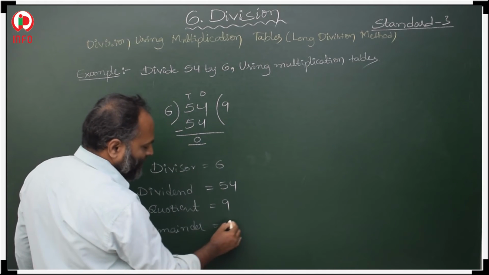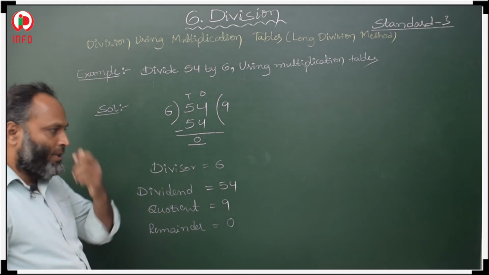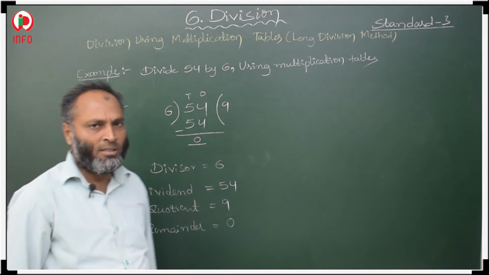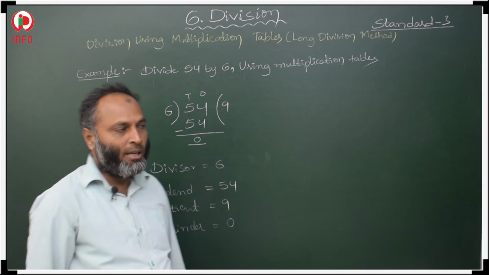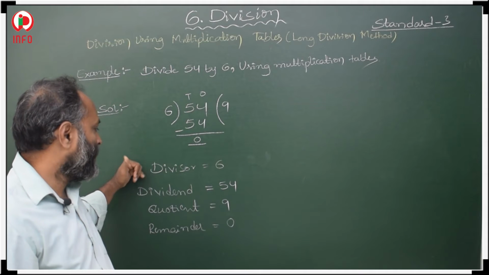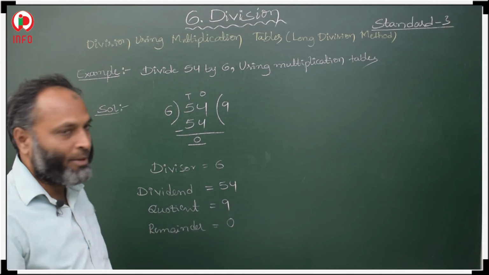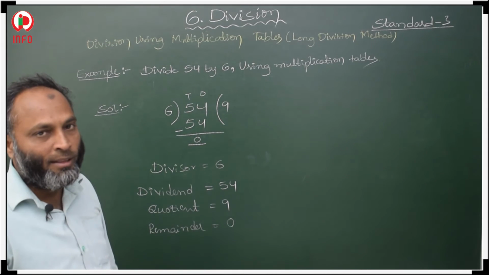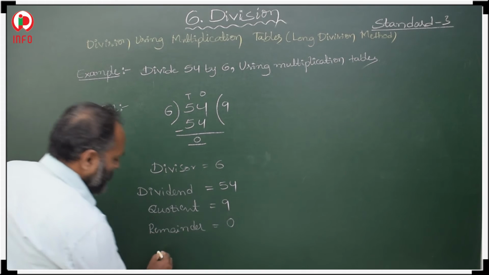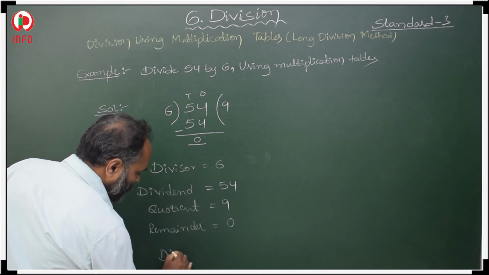Whatever is left, that is 0. So, these are the terms. Which terms? These 4 terms are there: divisor, dividend, quotient and remainder. When the remainder is 0, then what is the formula?